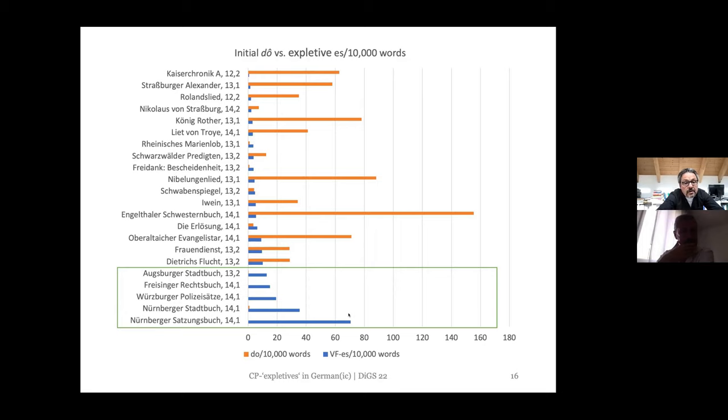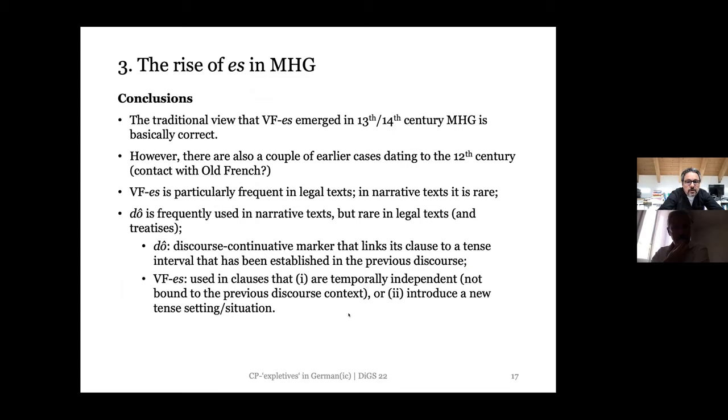All right. So this slide lists some preliminary conclusions before Roland takes over. We have seen that the traditional view that the expletive S emerged in the 13th and 14th century is basically correct. We have also seen that there are a couple of earlier cases dating back to the 12th century. In addition, it has become clear that the expletive use of S is particularly frequent in legal texts, while it is rare in narrative text. And do seems to exhibit the mirror image of this distribution, that is, do is frequently used in narrative text, but rare in legal texts.